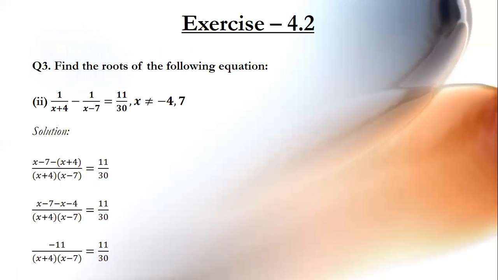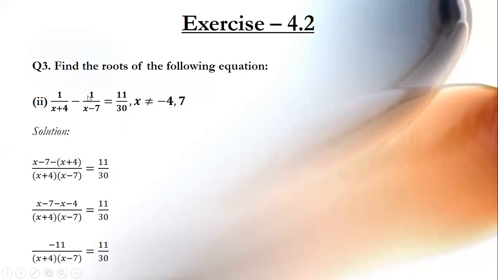Now moving on to the third question. Find the roots of the following equation: 1 by (x plus 4) minus 1 by (x minus 7) equal to 11 by 30. Now here we are not having any quadratic equation. So let us solve the given equation first.